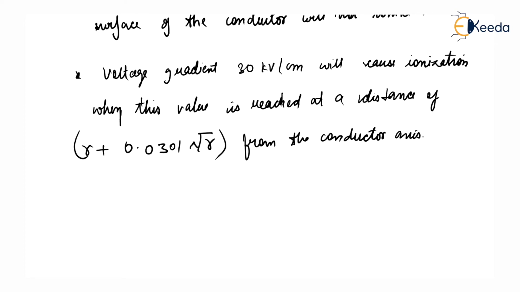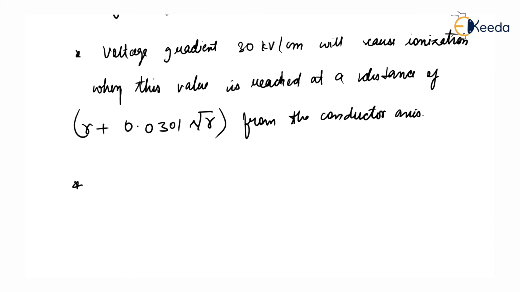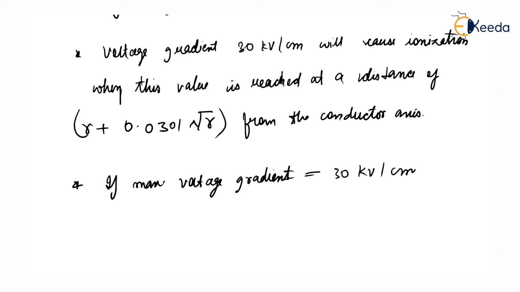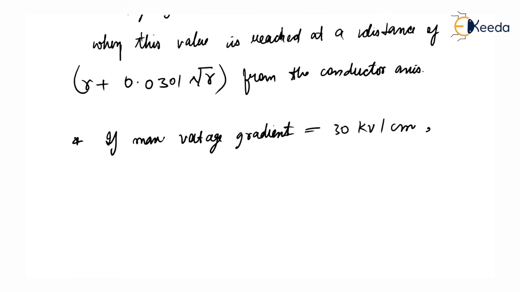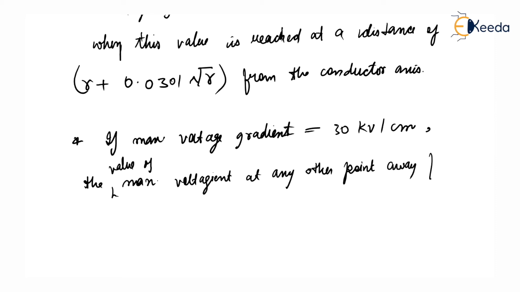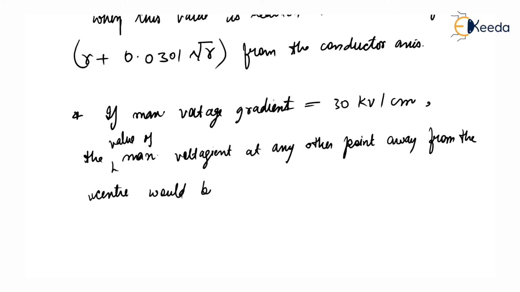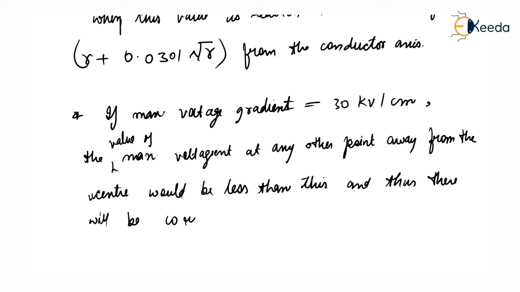So if the maximum voltage gradient at the surface of the conductor is 30 kV per centimeter, then the value of maximum voltage gradient at any other point away from the center would be less than this, and thus there will be corona discharge at that point.